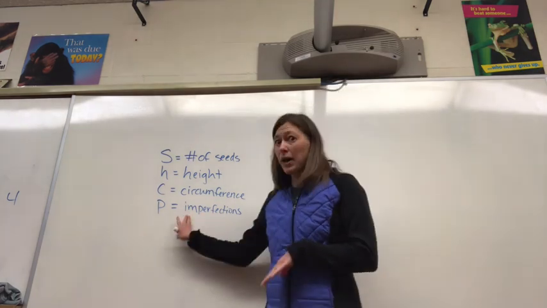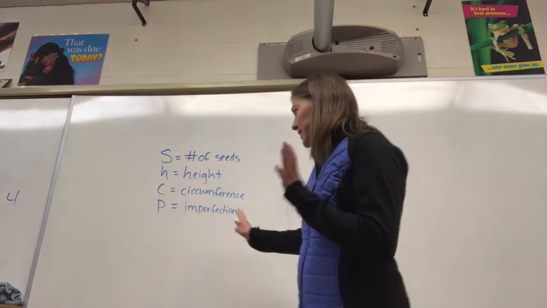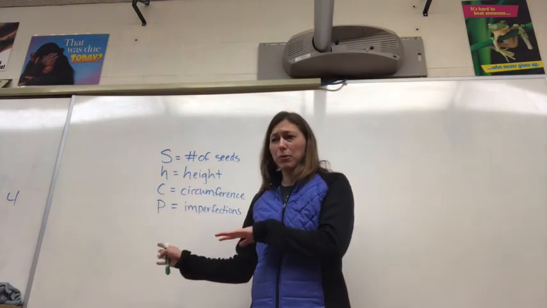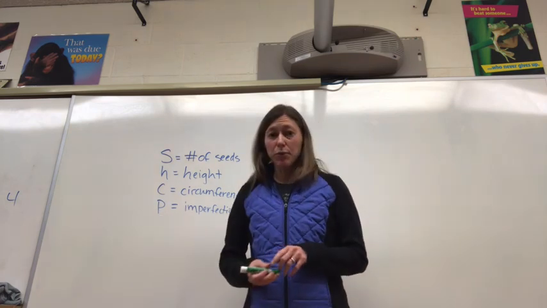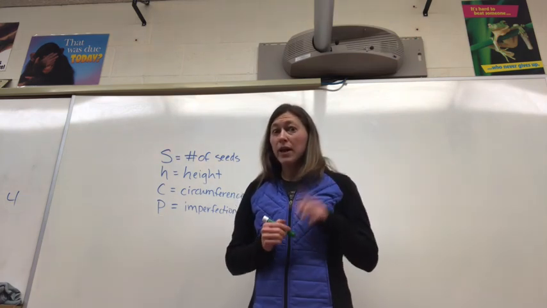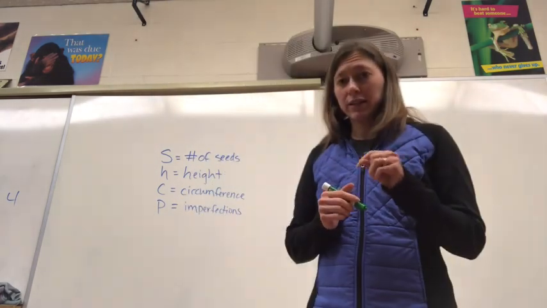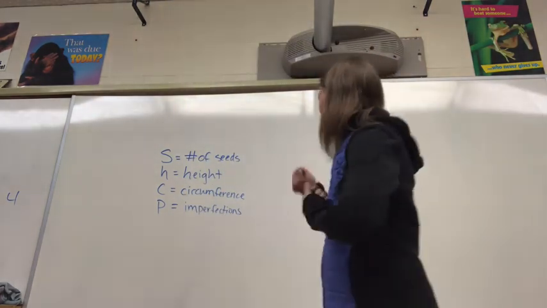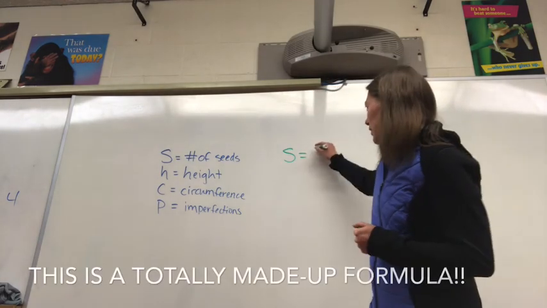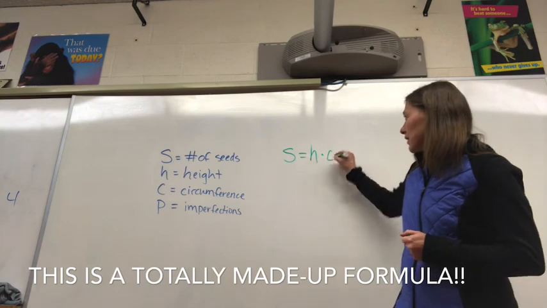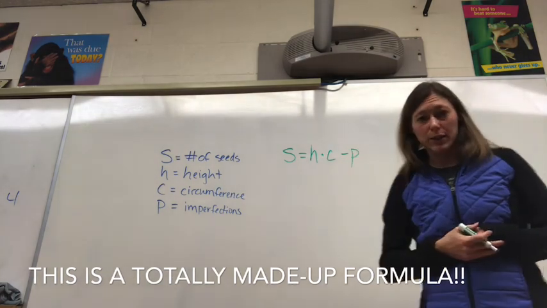I didn't use I because I stands for an imaginary number, which is not there yet, and it's not imaginary anyway because the imperfections are there, they're not imaginary. So anyways, P stands for imperfections. So this is the formula for finding the number of seeds in a pumpkin. Okay? So the number of seeds is equal to the height times the circumference minus the imperfections.